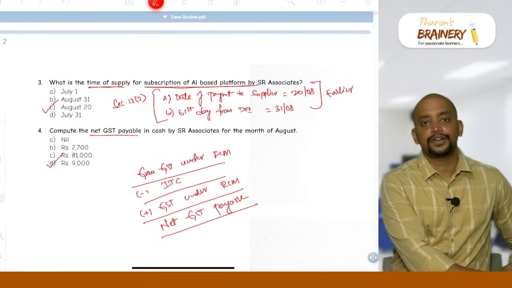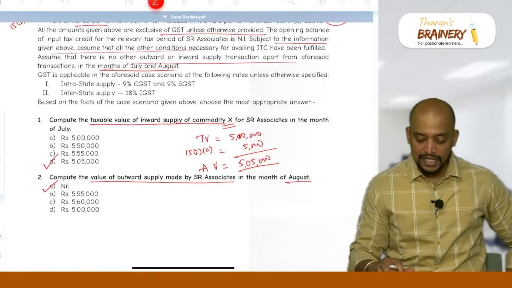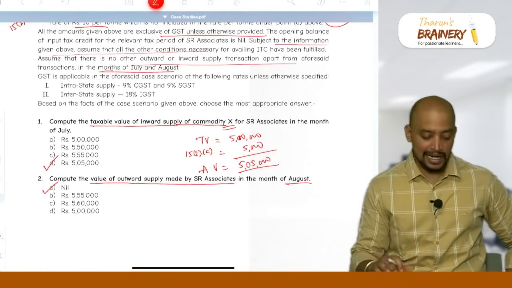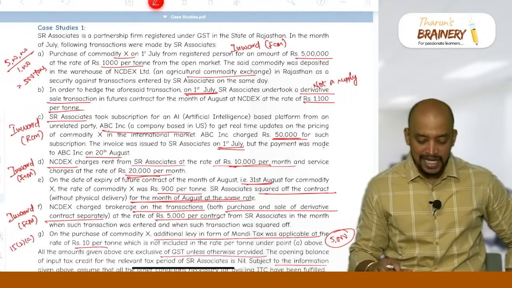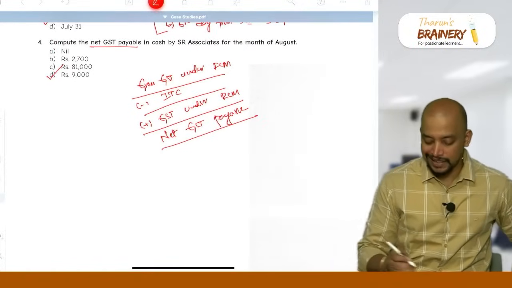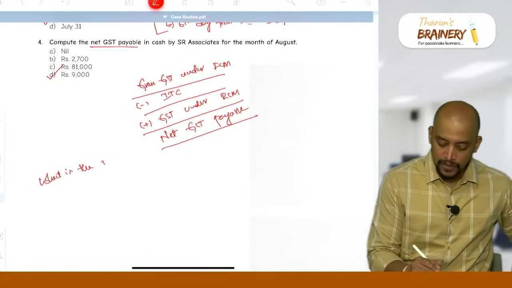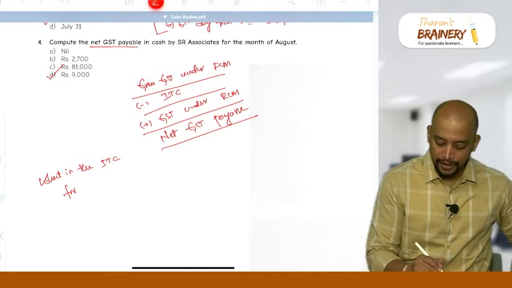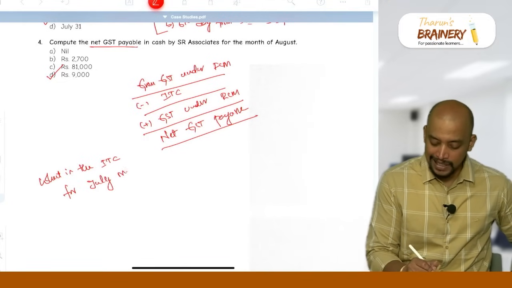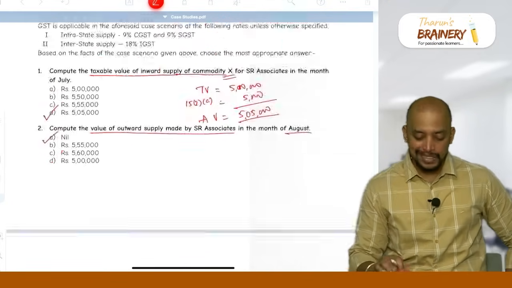So this is the answer for case scenario 1, and they can also make some more questions like what is the input tax credit available, also they can ask. Suppose if they ask what is the input tax credit, so whatever inward supplies that we have, maybe that can also be asked as a question. So what is the ITC for July month? Like that they can ask one question. So what is the ITC available?